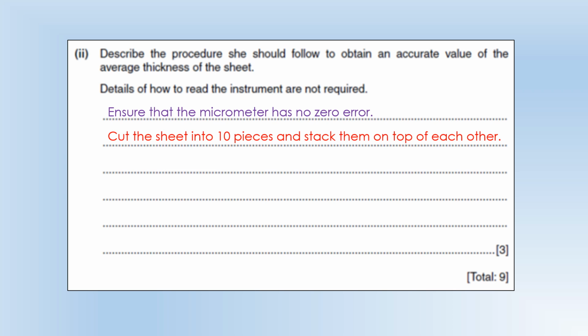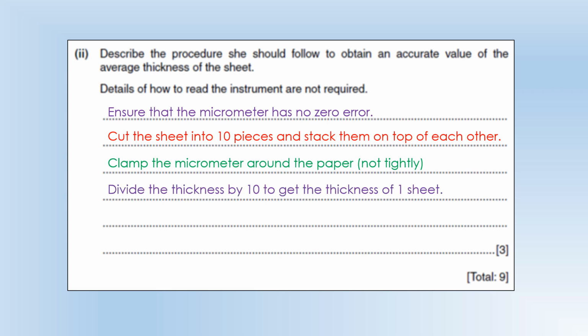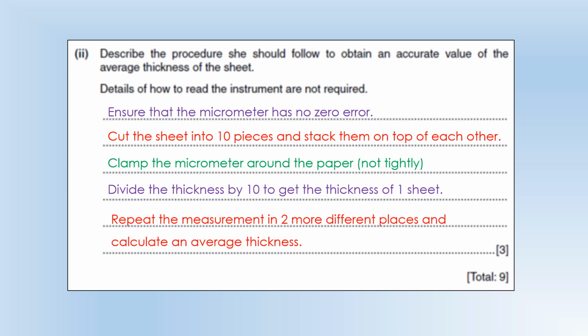You would then want to measure more than one thickness. What I would actually do is cut the sheet into pieces, stack them on top of each other, and measure the thickness of 10 pieces instead. We'll clamp the micrometer around the paper, using the ratchet to make sure it's touching but not squeezing the paper. Then you divide the thickness you get by 10 to get the thickness of one sheet. I'd actually pick a couple of locations on the stack of 10 sheets to do the same measurements and calculate an average thickness overall.